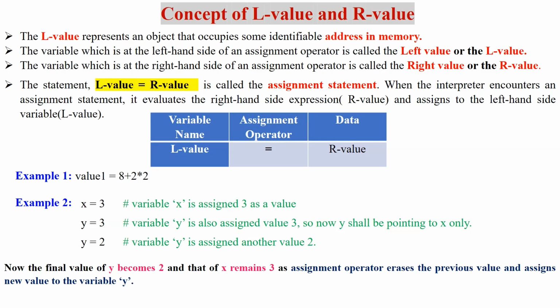Next, y equals 2. Here, variable y is assigned another value 2. Now the final value of y becomes 2 and that of x remains 3, as the assignment operator erases the previous value and assigns the new value to the variable y. Thus, it becomes evident that we can use the assignment operator for assigning values to a variable along with their reassignment.